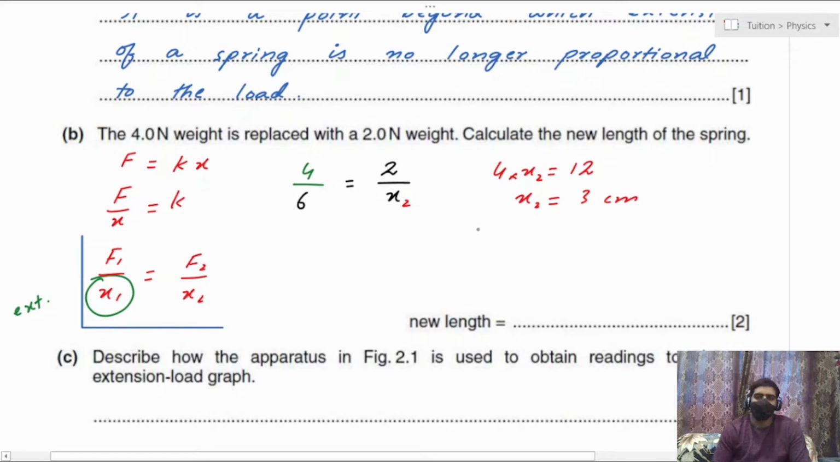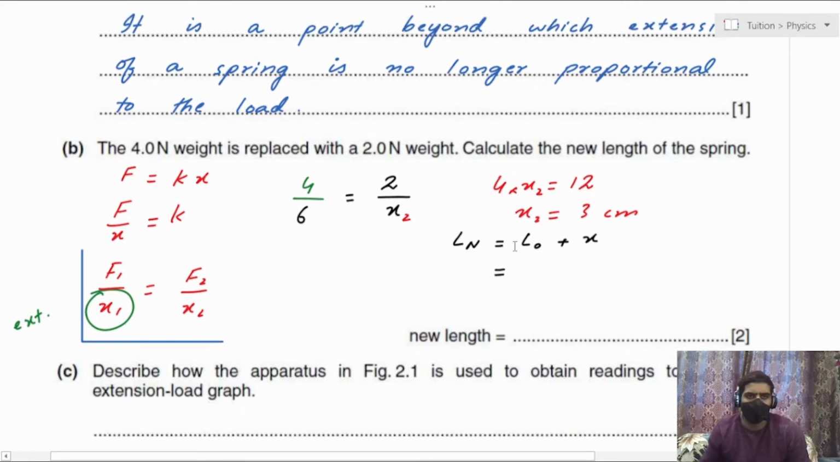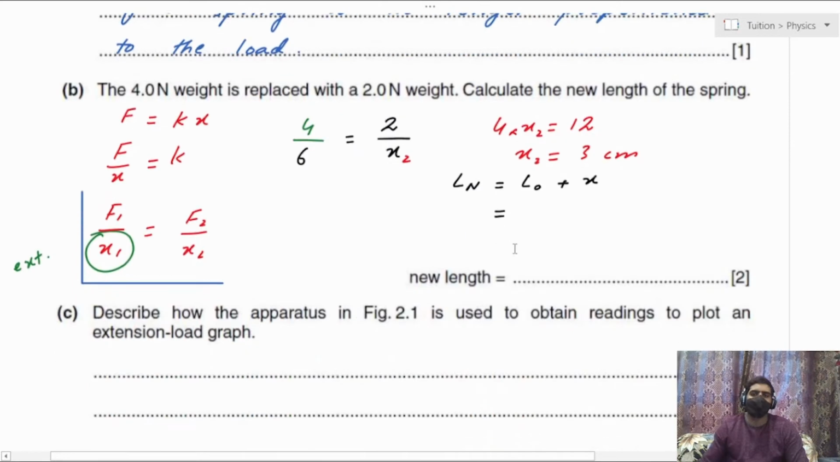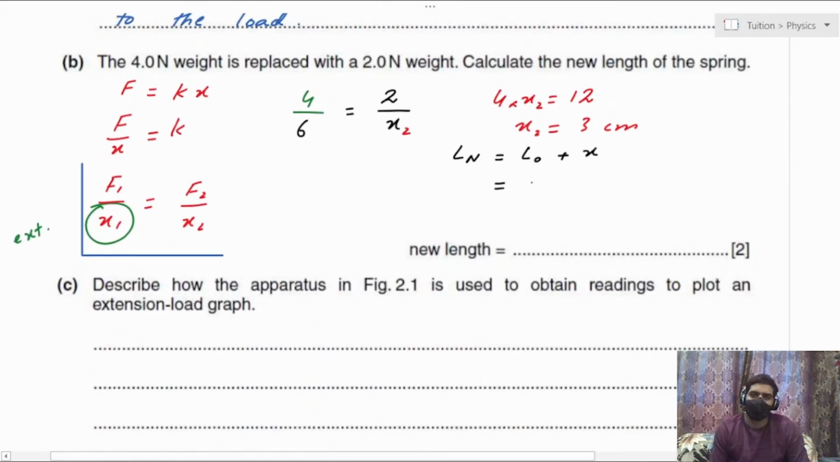All right, so the new length of the spring, that would be the original length plus the extension against that force, which we have just calculated. The original length of the spring was, how much was that? 8 centimeter. Okay, 8 centimeter plus 3. All right, so what do you get? You get 11 centimeter.